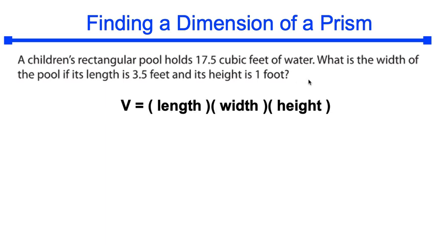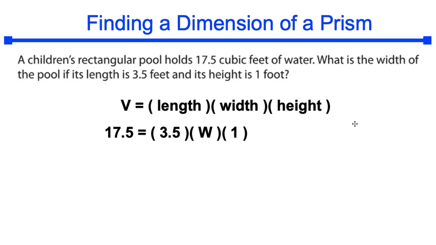The width we don't know because the question says, what is the width? And the question says height is 1 foot. So instead of height, we're going to replace it with 1. So when you carefully do that, you get this. So anything times 1 will just be that value.